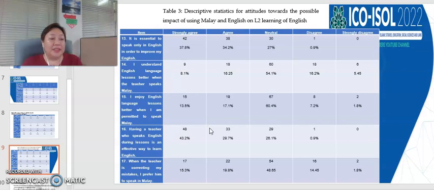And in question 17, when the teacher is correcting my mistake, I prefer him or her to speak in Malay. So the respondents are neutral. They responded as neutral at 48%.